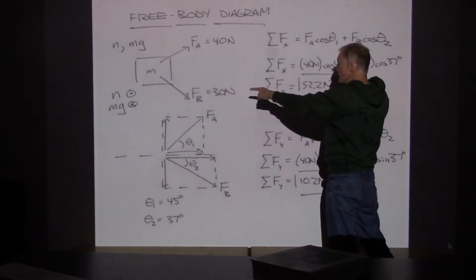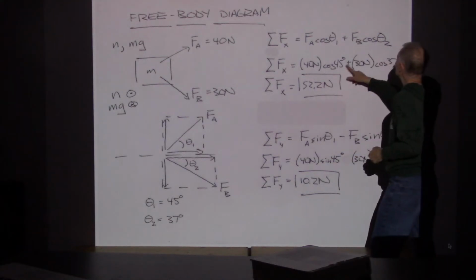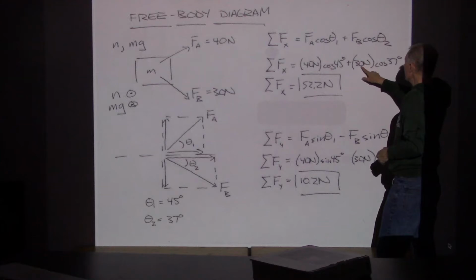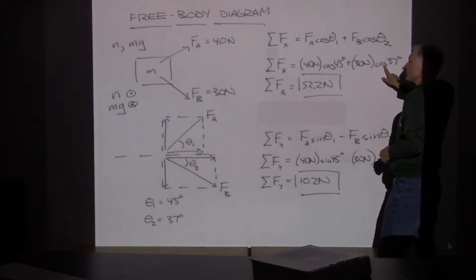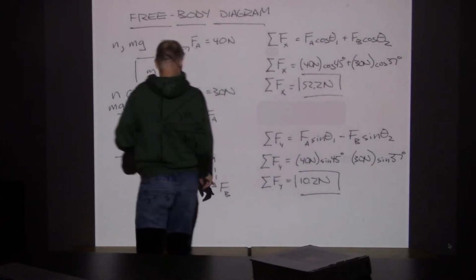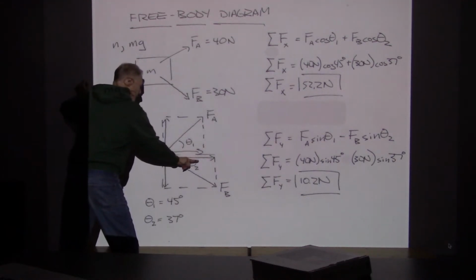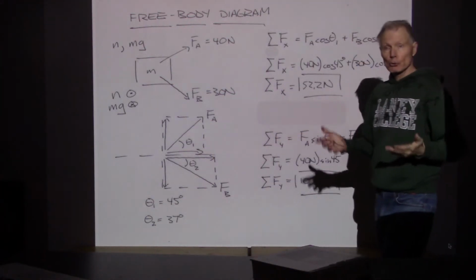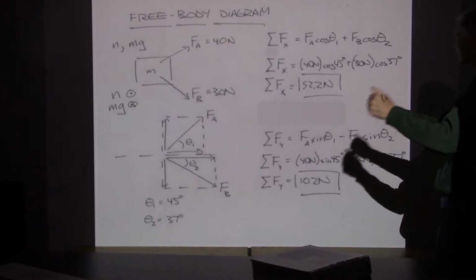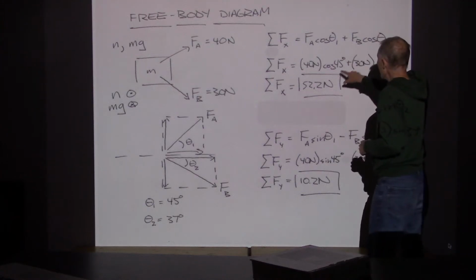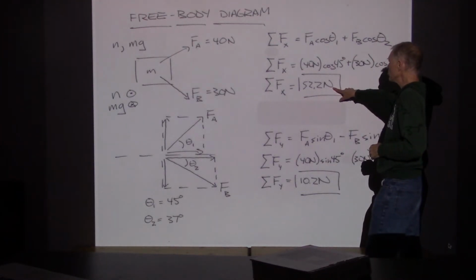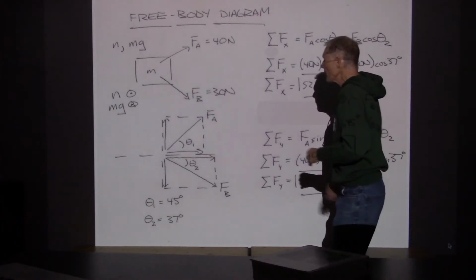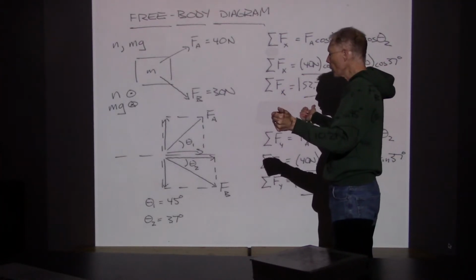Force B is going to have an x component that is FB cosine of theta 2. That's 30 newtons at an angle of 37. So what we've done so far is combine this component and that component. Those two components together are going to determine how much force we have in the x direction. Doing all the math, I get 52.2 newtons.